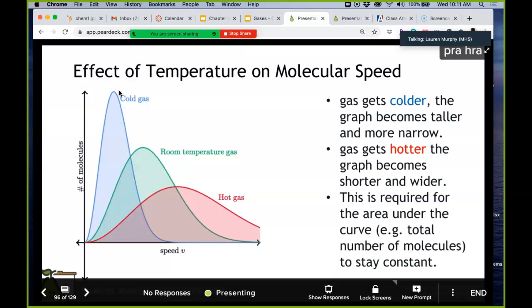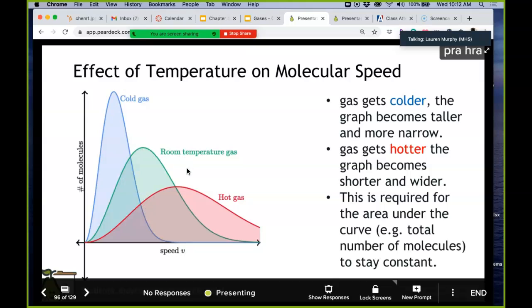Well, yes, the blue curve is taller, but it's also more narrow. So while the green curve drops down in height, it also makes up for it by getting wider. And then the same with the hot gas. The hot gas is the shortest one, but it's very, very wide. So the areas under all of these are considered to be the same for this example. Okay, so what's the point of this?